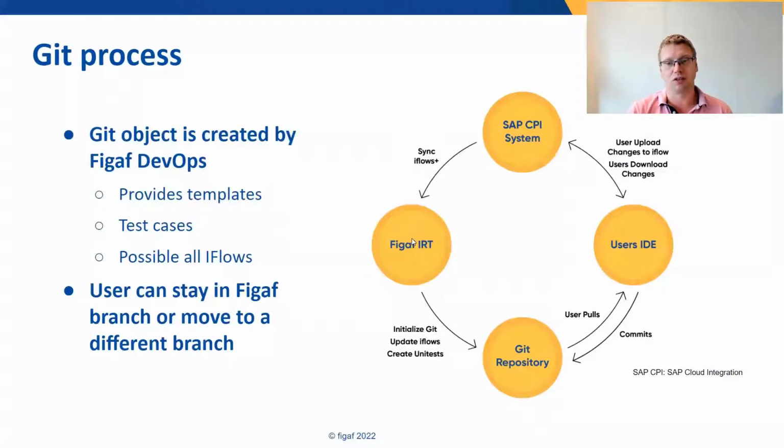If an iFlow has been changed or created, it will be pushed into the Git repository, and then the user in his IDE would be able to pull all of these different changes and start working on some of the different aspects and artifacts. And once you've done that, he'll be able to upload or download artifacts from the IDE. I think this really simplifies the process, because you don't need to leave the IDE to upload or deploy an artifact, because that can all happen with these plugins that we have created.